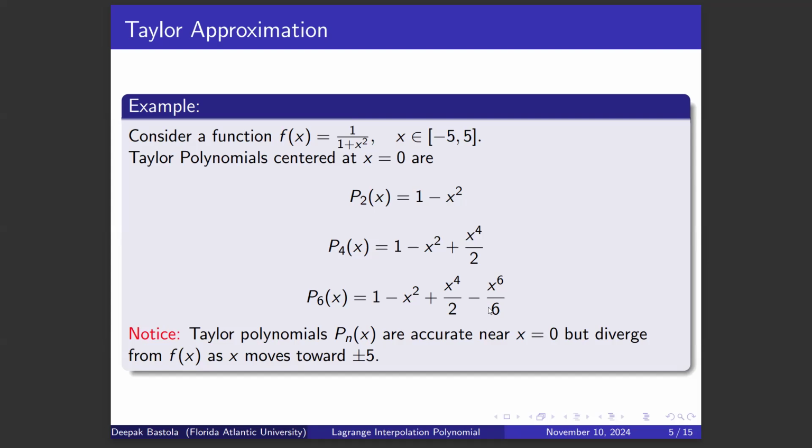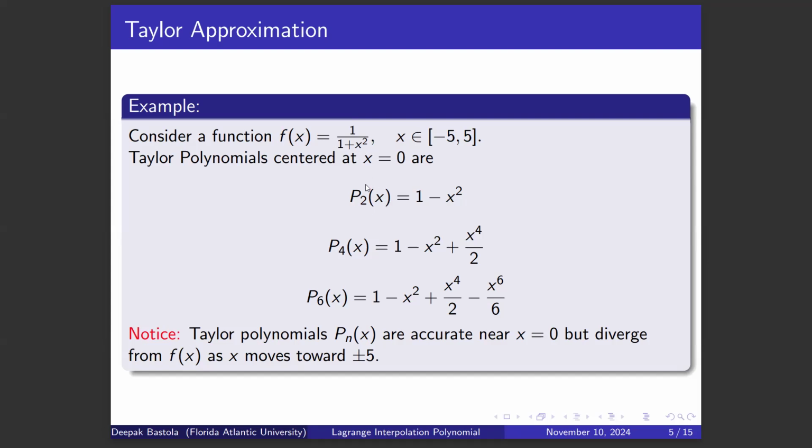If you notice here, the Taylor polynomials are almost accurate near x equals 0, near the center. But they are not accurate. They diverge more if you go beyond the center. So, for example, f(x) gives you 1 if you plug in x equals 0 in the function. Here, if you plug in 0, then you get 1 over 1 plus 0, which is just 1 over 1, which is 1. So f(x) is 1.